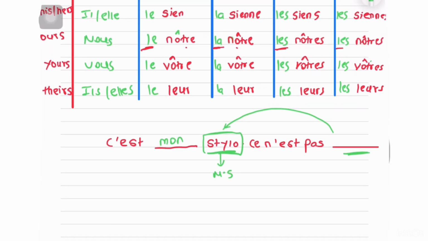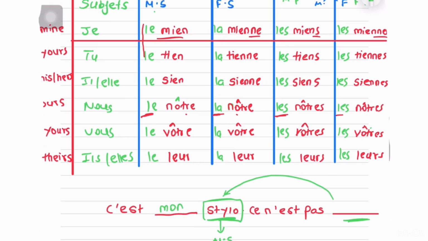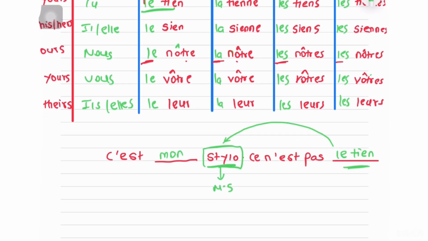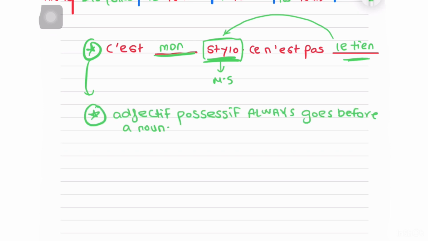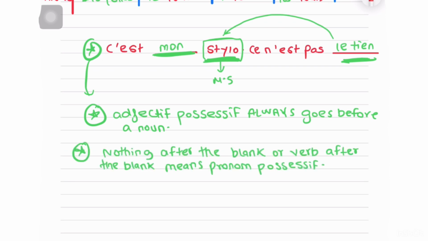So stylo, again masculin singulier, and we're talking about yours. So le tien. C'est mon stylo, ce n'est pas le tien. This sentence helped us understand that the adjectif possessif, that is mon, always goes before a noun. That means after the blank, if you have a noun, you're going to put the adjectif possessif in the blank. And in case after the blank you have nothing, that means your sentence ends with the blank, there you're supposed to put the pronom possessif. So if you have nothing after the blank, or if you have a verb, that sentence we're going to do an example for that, it means that it's supposed to be pronom possessif.